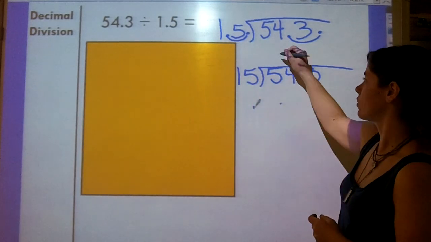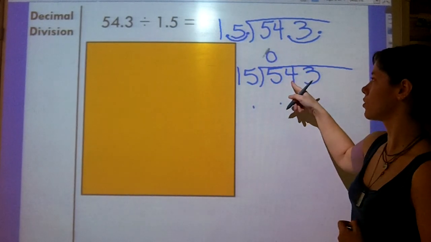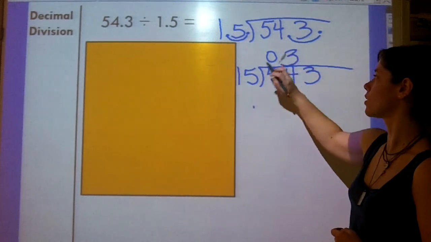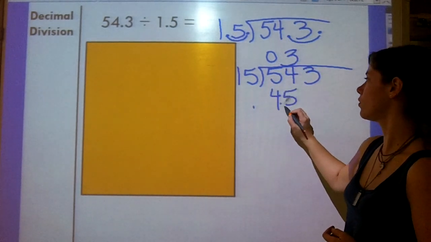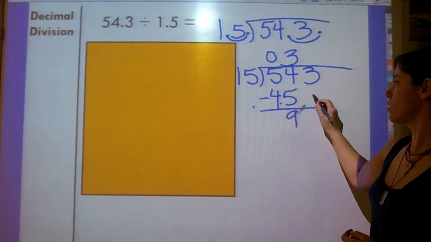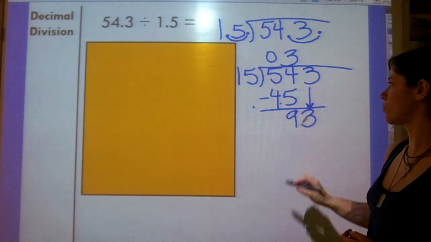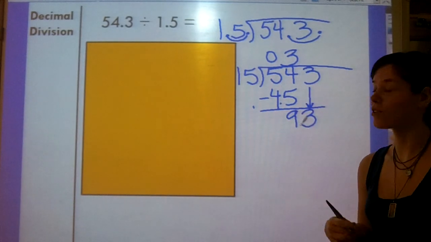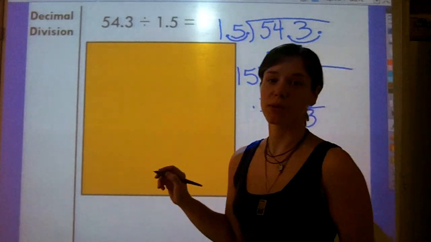15 goes into 5, no. 15 goes into 54 3 times, because 15 times 3 is 45. I'm left with 9. Bring down my 3. Oof, I don't know how many times 15 goes into 93. So I'm going to list my multiples of 15.